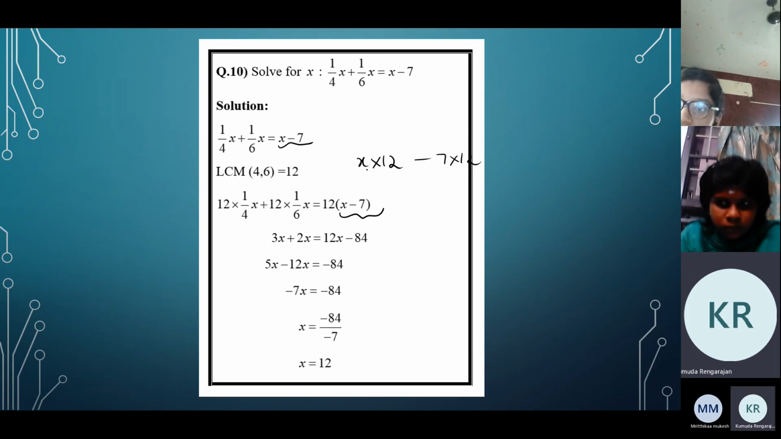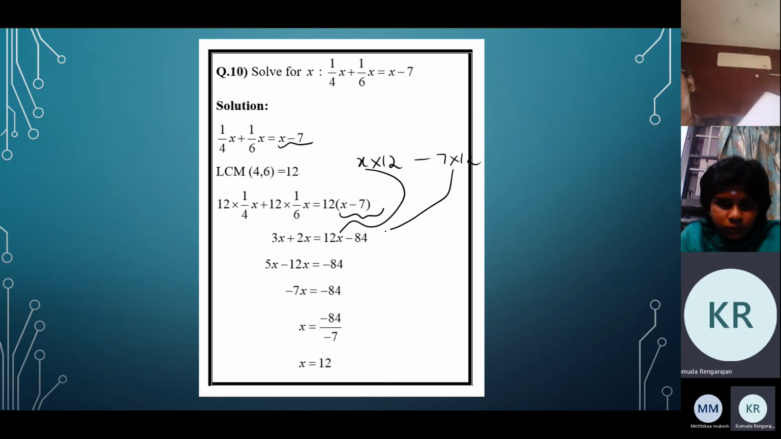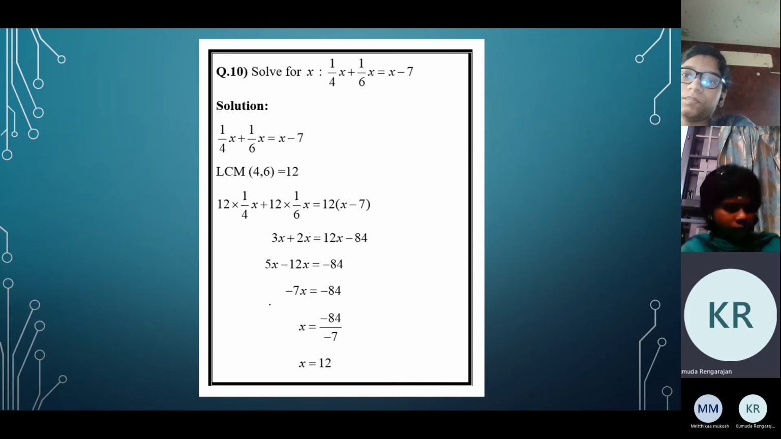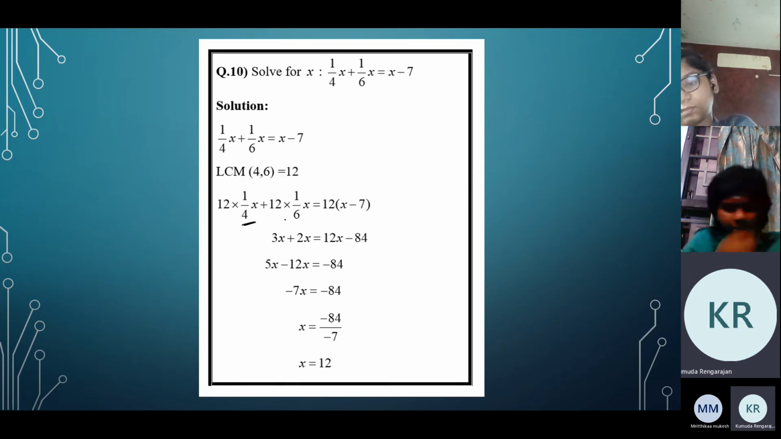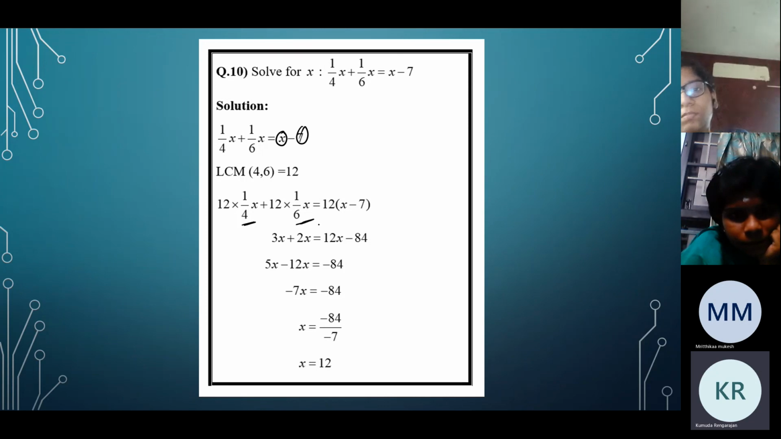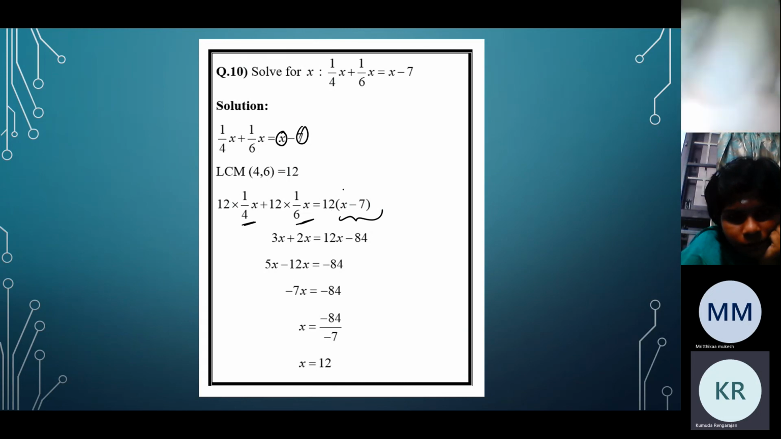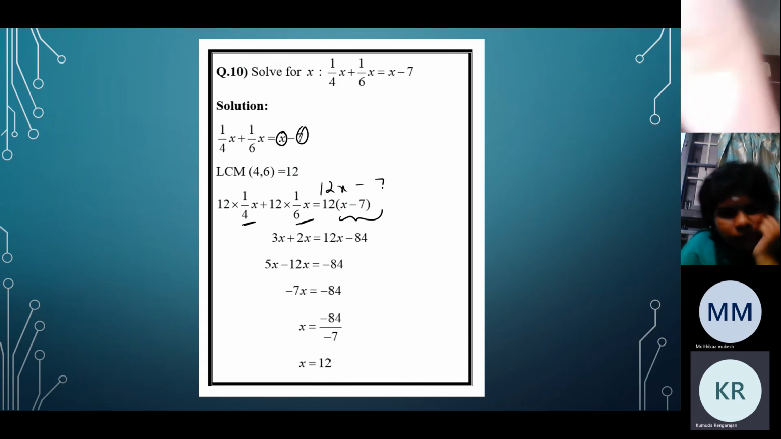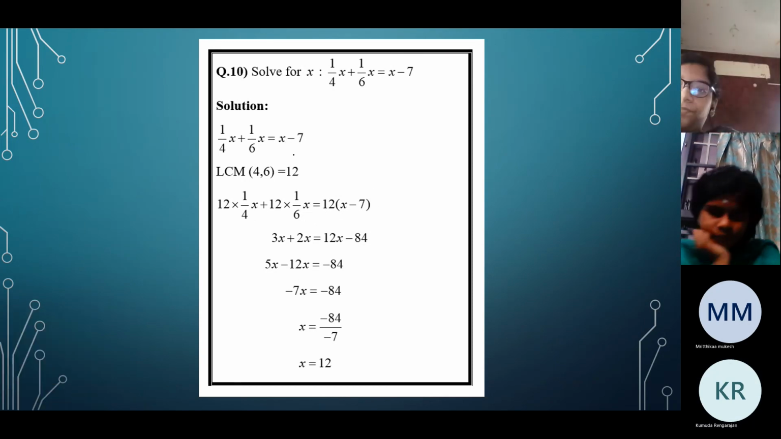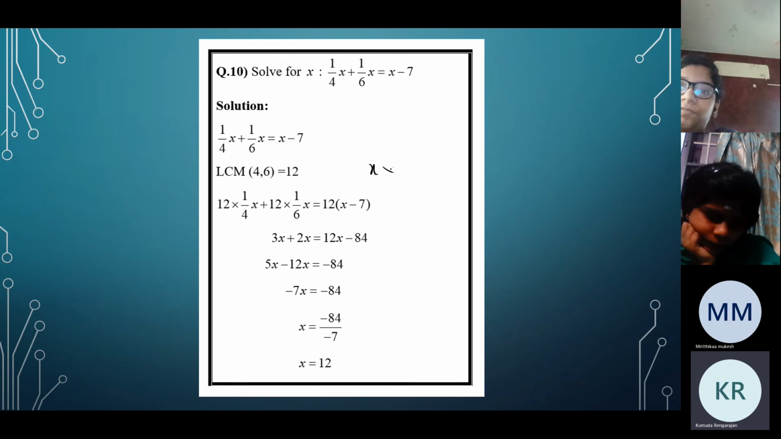See, x into 12 is 12x. 7 into 12 is 84. Multiply every term by 12. So 1 by 4x into 12, 1 by 6x into 12. Now here you should multiply this by 12 and this by 12. I've multiplied both of them by 12. You can also write it like this, children: 12 into x minus 7, and you get the same answer. So you can write x into 12 minus 7 into 12, multiplying every term by 12.